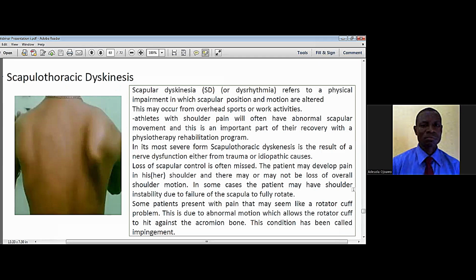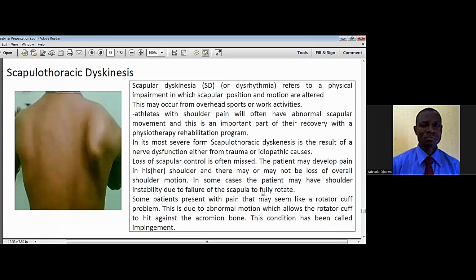In some cases, the patient may have shoulder instability due to failure of the scapula to fully rotate. Some patients present with pain that may seem like a rotator cuff problem. This is due to abnormal motion, which allows the rotator cuff to hit against the coracoid process. The condition has been called shoulder instability or shoulder dyskinesia.